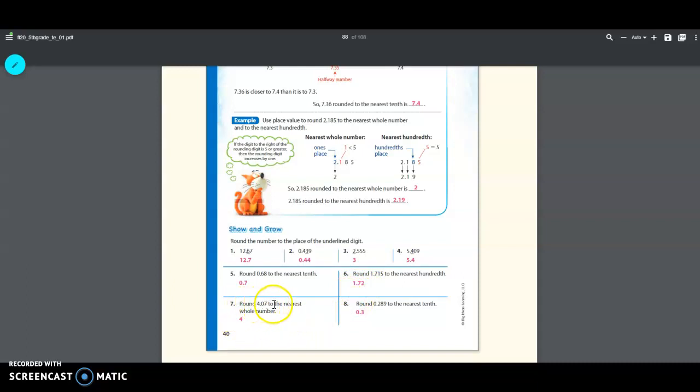Round 4.07 to the nearest whole number. Here's my whole number. I look to the right. That number is not 5 or greater, so my whole number stays the same as 4. I'm rounding to the nearest tenth. I'm going to take a look very carefully at the tenths place, which is a 2. I look to the right. It's greater than 5, so I'm going to round up. It's going to become 0.3, or 3/10.